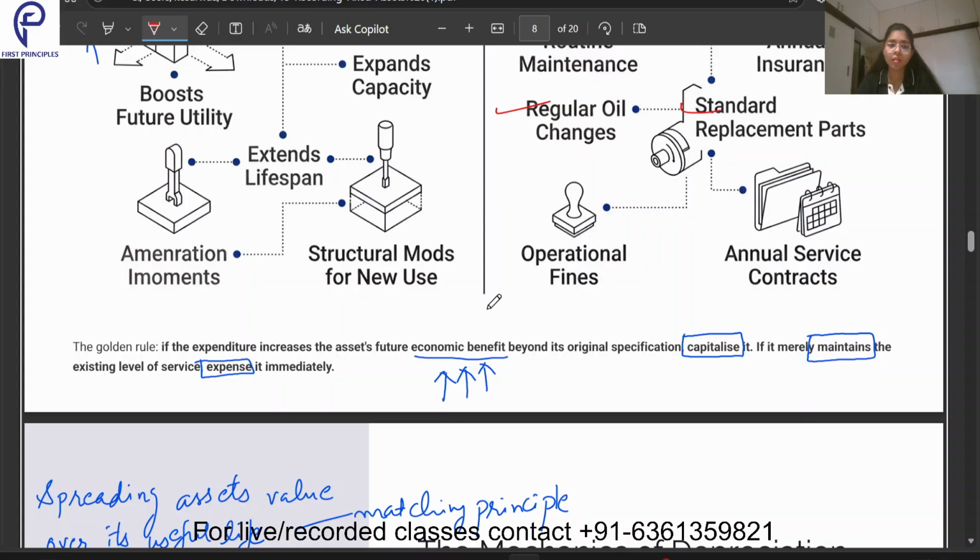Now if any expenditure we have spent on this asset improves the economic benefit, the value I am going to derive from my asset, then we have to capitalize it. That means we show it on my balance sheet by adding it to the value of my asset. But if the expenditure is made to maintain that particular asset, then we have to expense it off. That means we record it on my income statement.